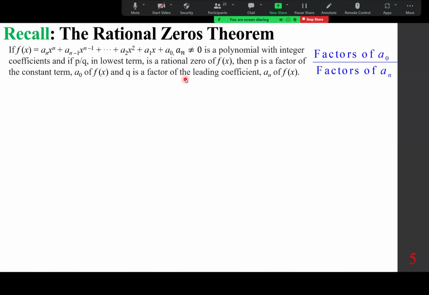Meaning what? This is the constant. You write all the factors of that as the numerator. This is the leading coefficient, a sub n. You write all its factors, and the ratios would be the possible rational zeros.